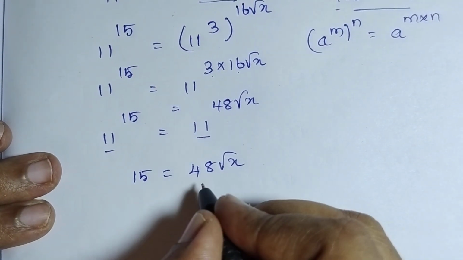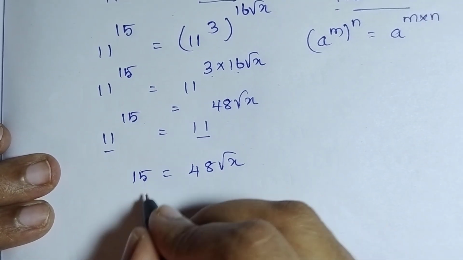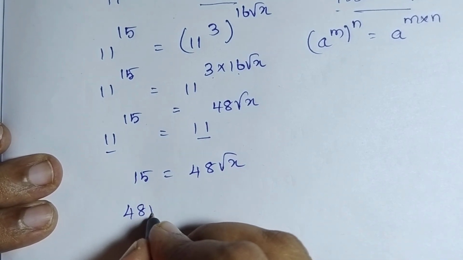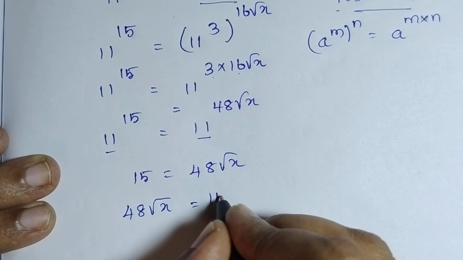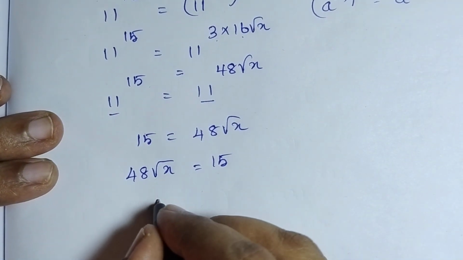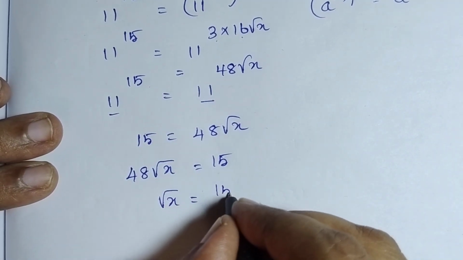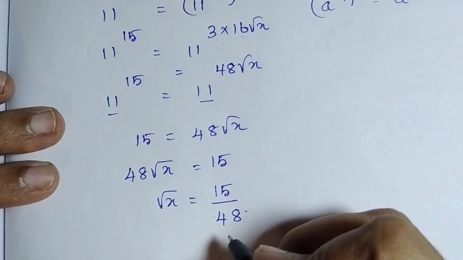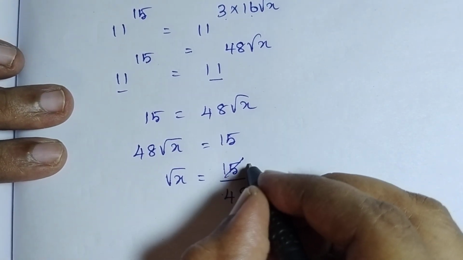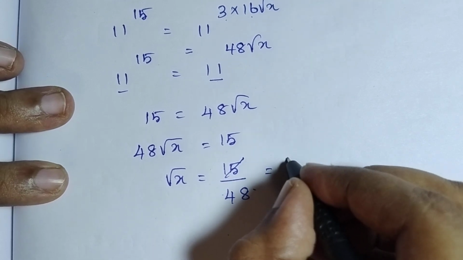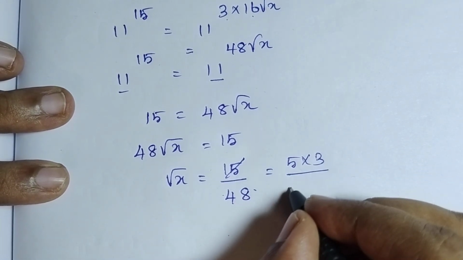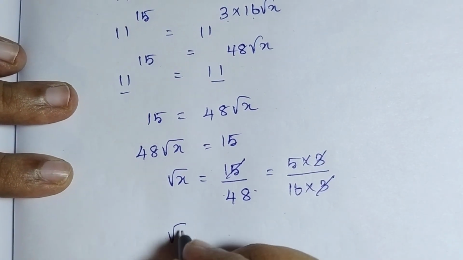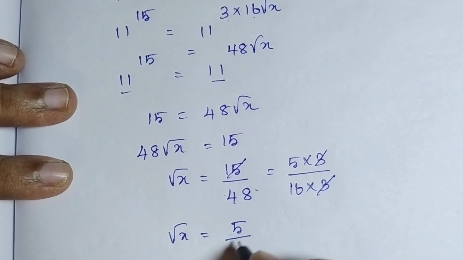So I am going to swap the left hand side and right hand side. Therefore 48 root x is equal to 15. I need only the x value. Therefore root x is equal to 15 divided by 48. This comes in the 3 table: 15 can be written as 5 into 3, and 48 can be written as 16 into 3. So 3 gets cancelled. Therefore root x is equal to 5 by 16.